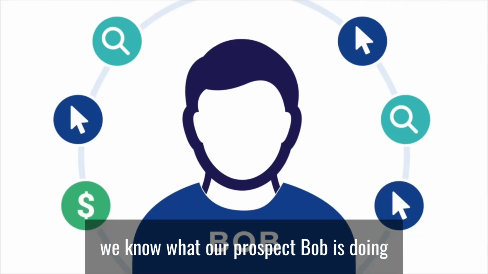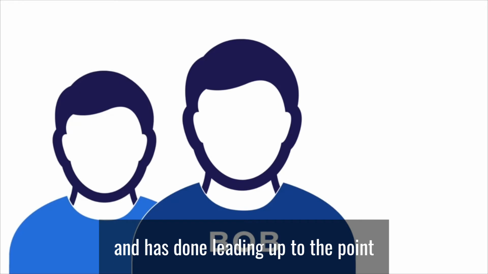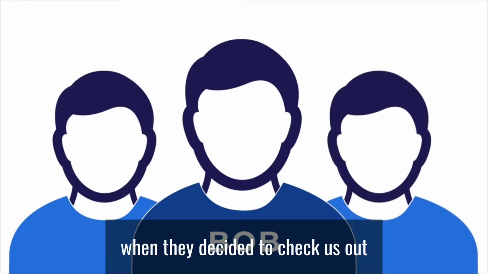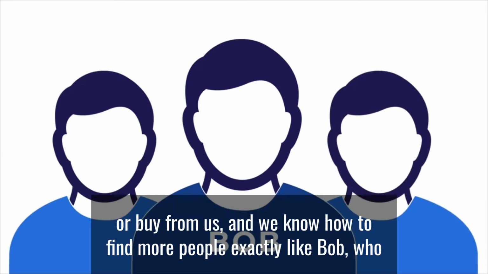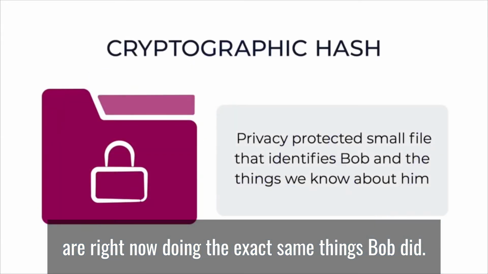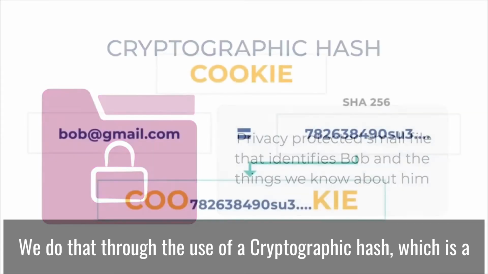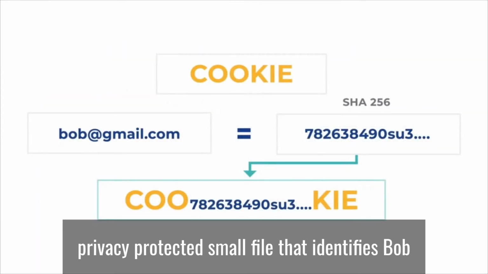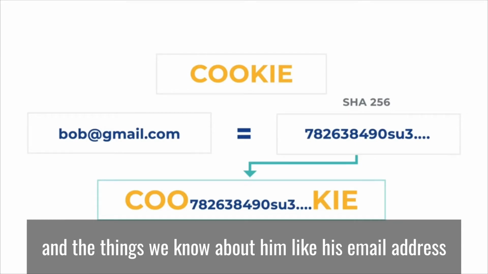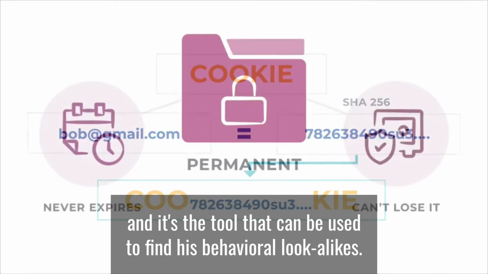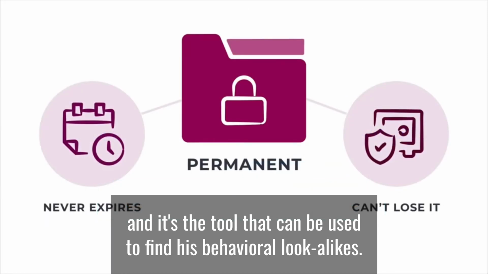We know what our prospect, Bob, is doing and has done leading up to the point when they decided to check us out or buy from us. And we know how to find more people exactly like Bob, who are, right now, doing the exact same things Bob did. We do that through the use of a cryptographic hash, which is a privacy-protected small file that identifies Bob and the things we know about him, like his email address, and it's the tool that can be used to find his behavioral lookalikes.